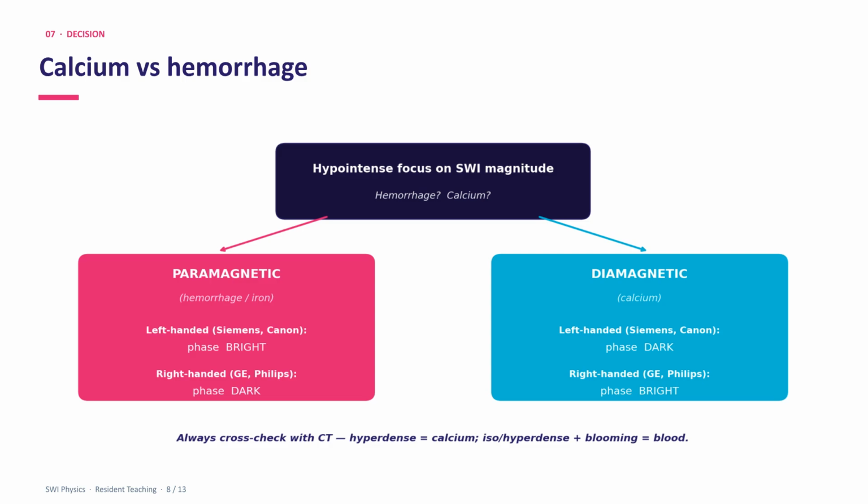To distinguish hemorrhage from calcium, examine the SWI magnitude for hypointensity. Then, use the phase image to determine if it is paramagnetic hemorrhage or diamagnetic calcium, based on your scanner's handedness. Always cross-check with CT, where hyperdense lesions with blooming on SWI are blood.